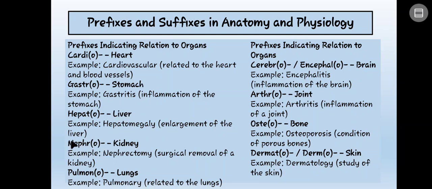Nephro means relating to the kidney. So nephrectomy is the surgical removal of the kidney. Pulmono means relating to the lungs. For example, pulmonary means related to the lungs.